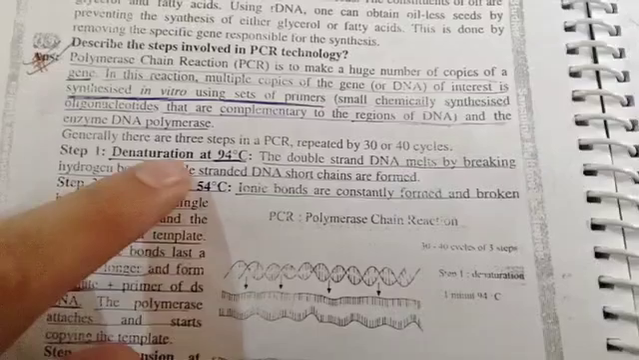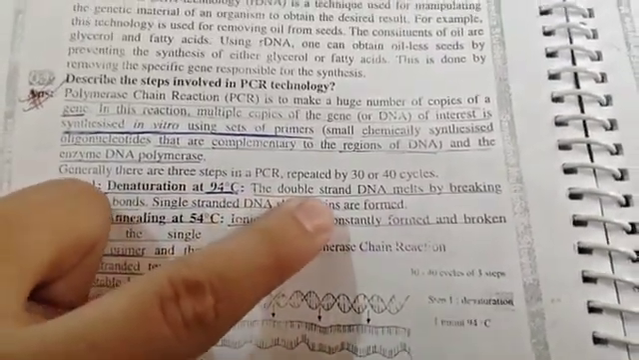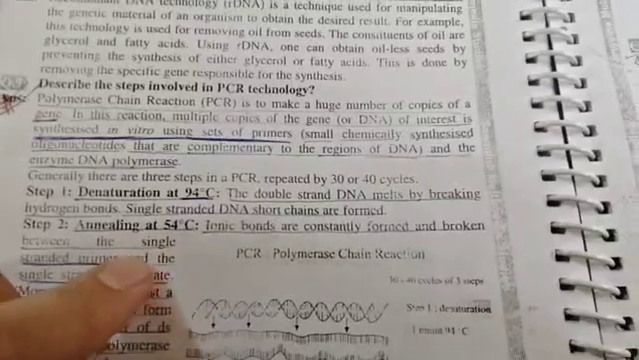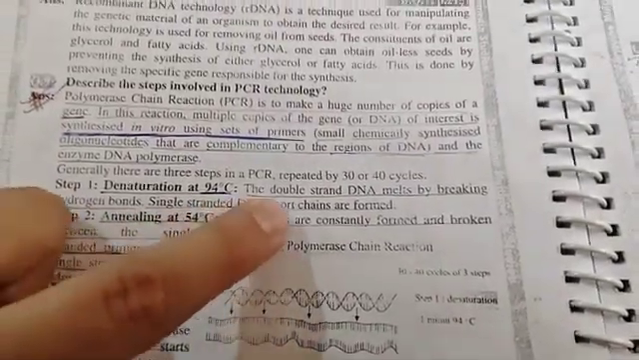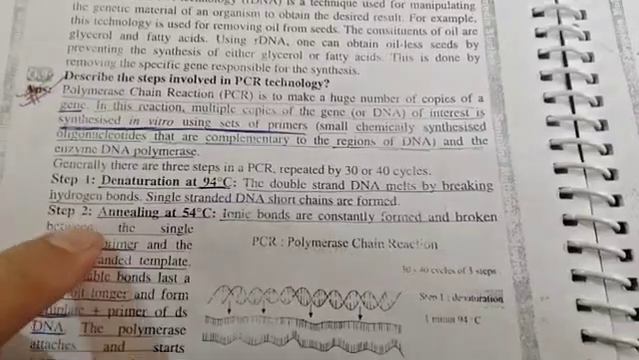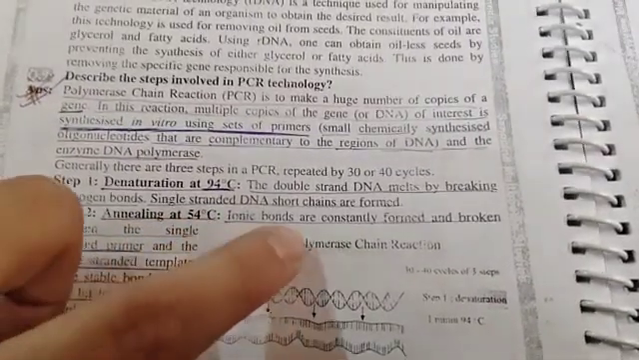We have the first step, denaturation at 94 degrees Celsius. The double-stranded DNA melts by breaking hydrogen bonds. Single-stranded DNA short chains are formed. Okay, step 2, annealing at 54 degrees Celsius.